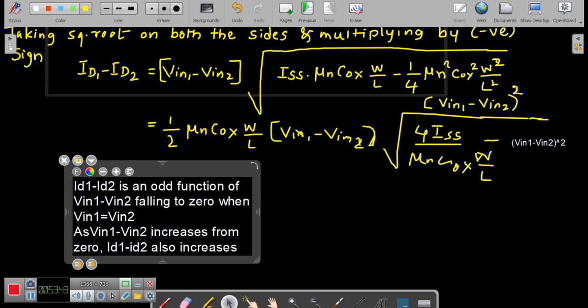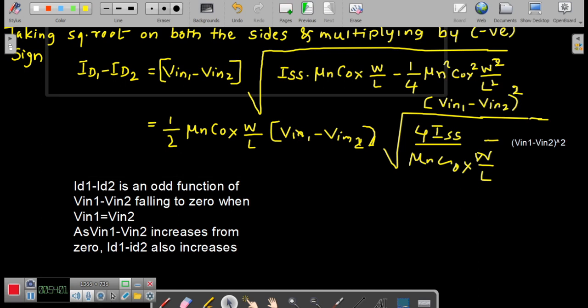All of you please try to write it once again. Generally this question is asked for 10 or 12 marks. ID1 minus ID2 is equal to half mu n COX W by L into V in 1 minus V in 2 into root of 4 ISS divided by mu n COX into W by L minus V in 1 minus V in 2 whole square. So this is about today's presentation. I will stop the presentation now.